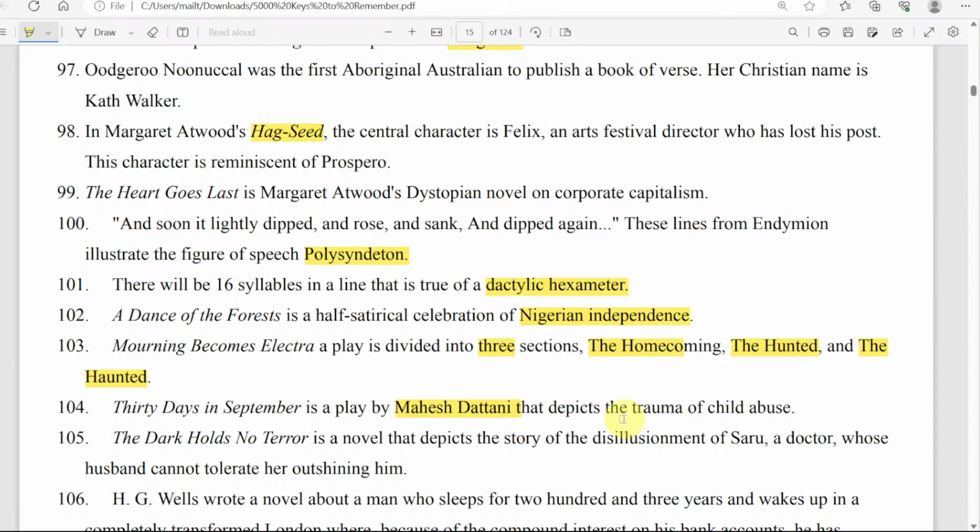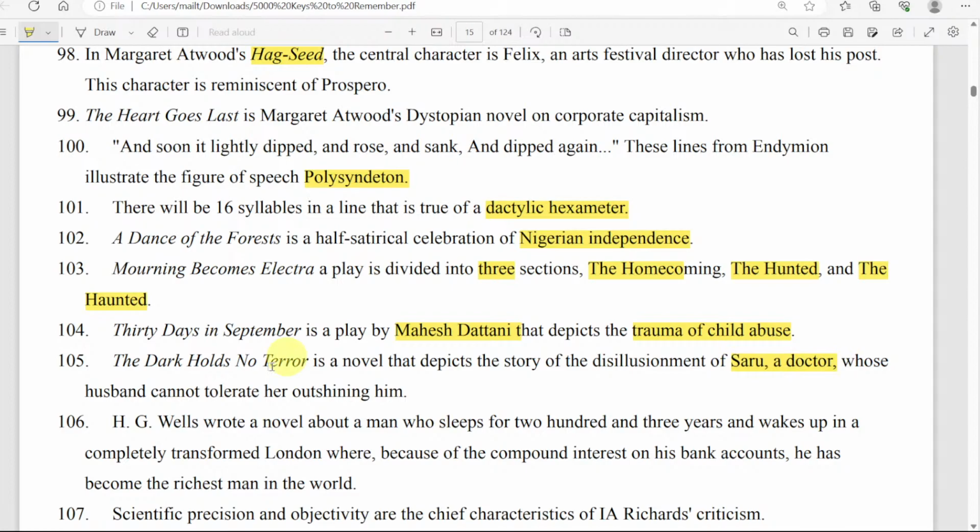The Dark Holds No Terror is the story of Saru, a doctor whose husband cannot tolerate her outshining him. And H.G. Wells wrote novels about a man who sleeps for 203 years and wakes up. What happens? He finds himself transformed in London, where, because of compound interest, he becomes the richest man in the world.